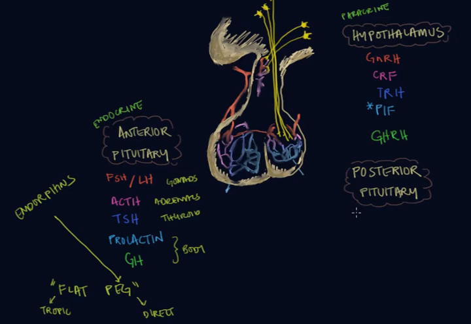So what about the hypothalamus's relationship with the posterior pituitary? Well, it turns out that the posterior pituitary actually stores hormones that are made by the hypothalamus. So it's not making these hormones, it's storing them, and it's releasing those hormones when it's stimulated through the nerves by the hypothalamus. So those nerves are running down the pituitary stalk, and they're stimulating the posterior pituitary to release the hypothalamus's hormones.